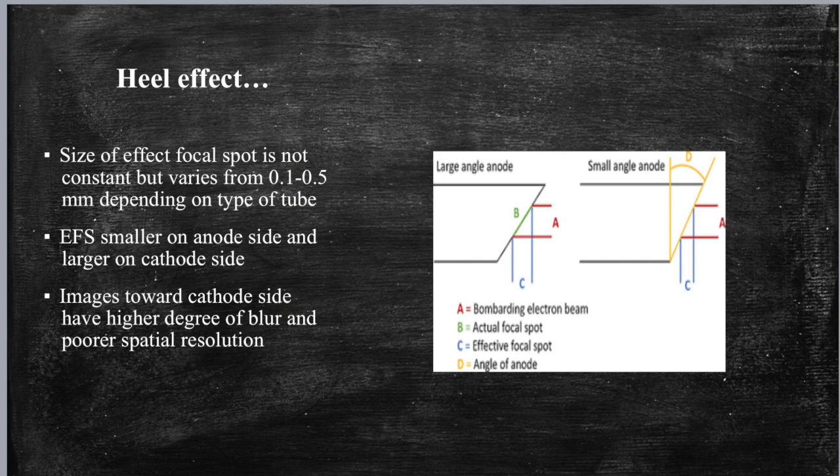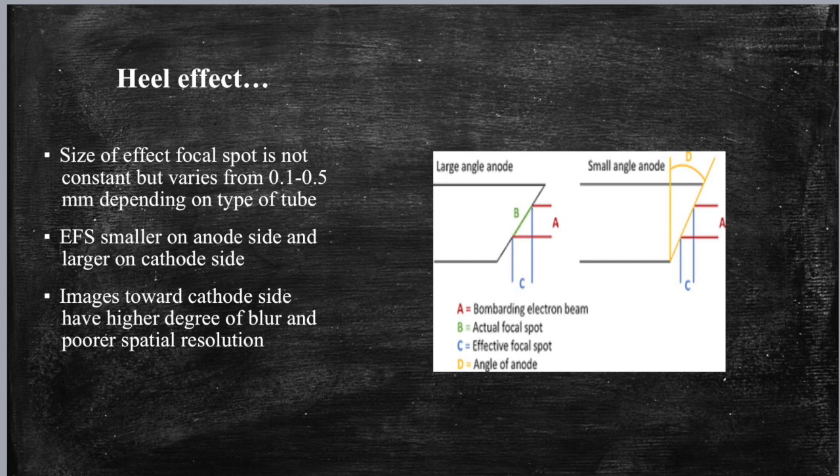One way that the heel effect affects the image is how the effective focal spot size is not constant across the radiograph. An example would be an X-ray tube said to have a 1 millimeter focal spot, which has a smaller effective focal spot on the anode side and a larger effective focal spot on the cathode side. Therefore, focal spot blur is small on the anode side and large on the cathode side.